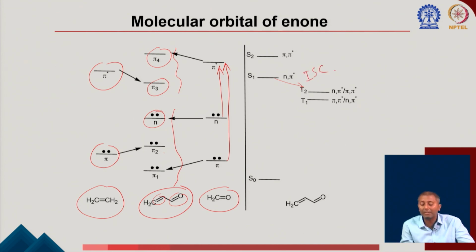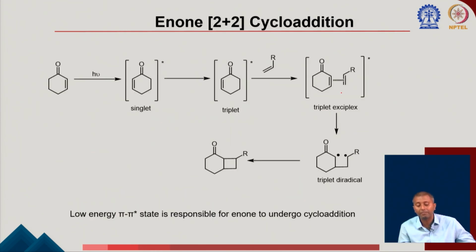And now you will see there will be n pi star and pi pi star states, but in case of enone the n pi star and pi pi star gap is really small. So a lot of times you will see the pi pi star triplet will be the lowest energy compared to the n pi star, and in some cases, depending on the structure of the enone, you will see the n pi star as the lowest energy triplet state.